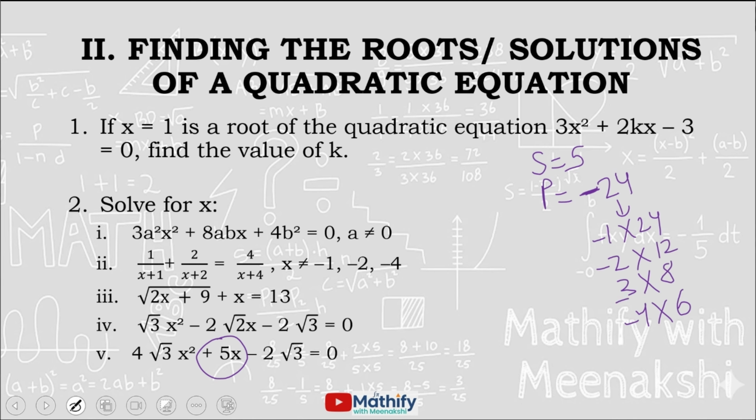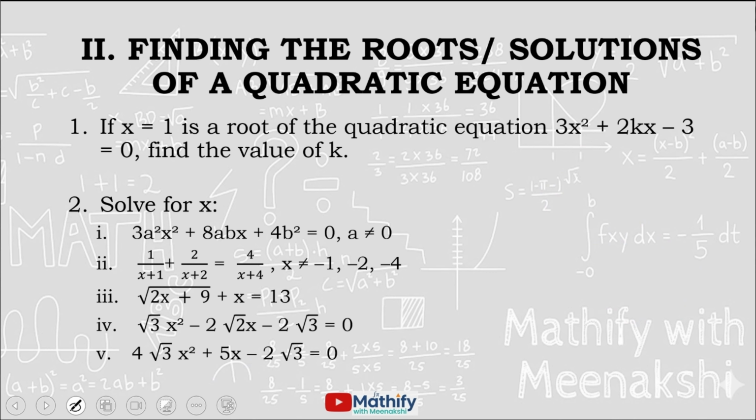So here are the possibilities. For which possibility will you get sum as 5? For minus 3 and 8. So you will select minus 3 and 8. So just now I will remove this. Minus 3 and 8 you have to select.